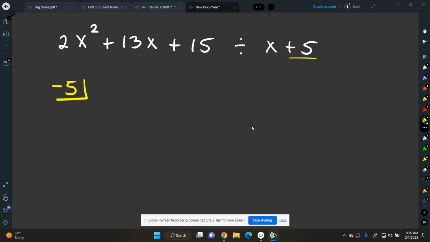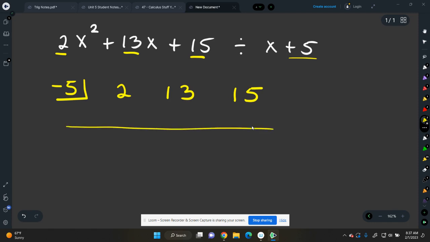So we got the -5 because we took the opposite of the x plus 5. Now we need to write the coefficients. Those are the numbers in front of the variables. So we have 2, 13, and 15. Anybody have a question about where we got those numbers? Okay. Timmy, what do we do now?